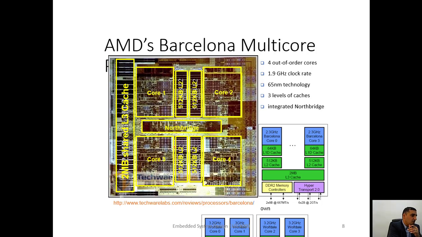Of course, when we talk about why they have these names, like here it's called Barcelona, Barcelona multi-core, because maybe it looks like the city of Barcelona.